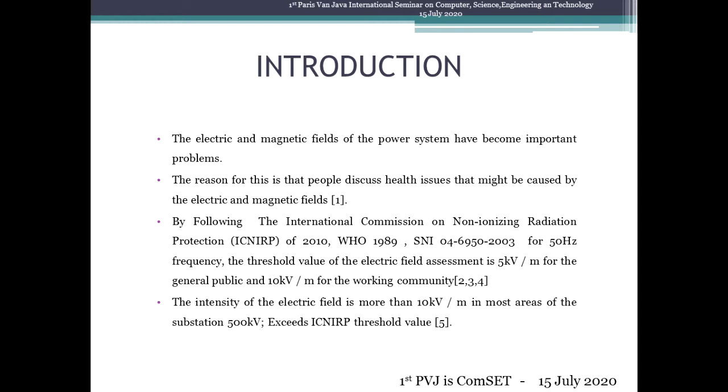The intensity of the electric field is more than 10 kV per meter in most areas of the substation. 500 kV exceeds the ICNIRP threshold value.